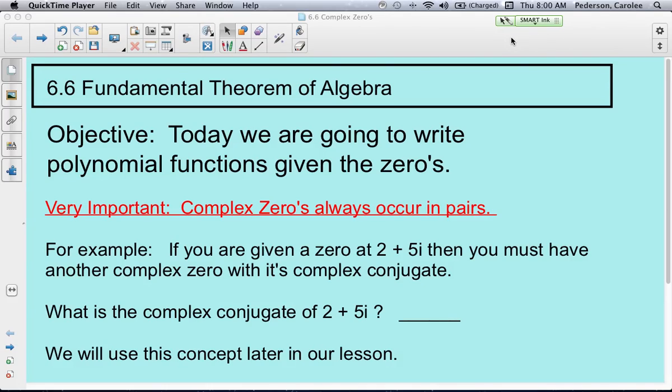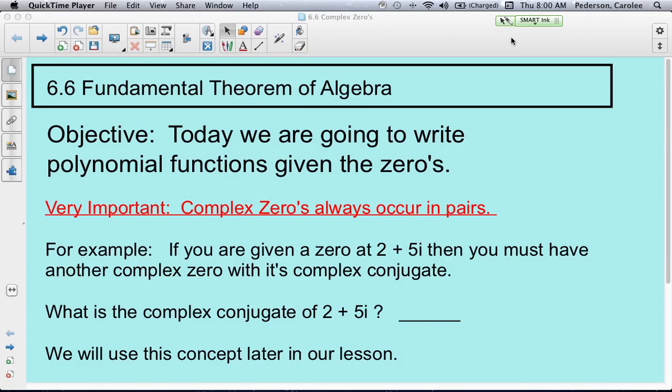This is 6.6, the fundamental theorem of algebra. You don't need to write the objective down. The objective today is to write polynomial functions given the zeros of the function. Sometimes the zeros are real numbers, so those are going to be your x-intercepts on your graph. And sometimes the zeros are complex, which are imaginary numbers. Remember, imaginary numbers have that letter i.